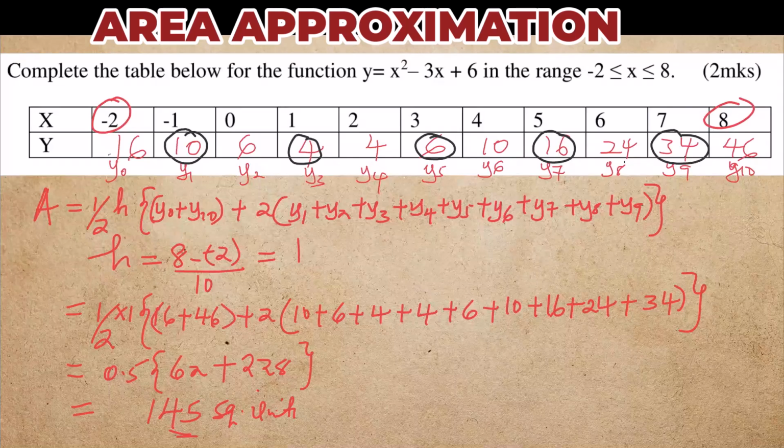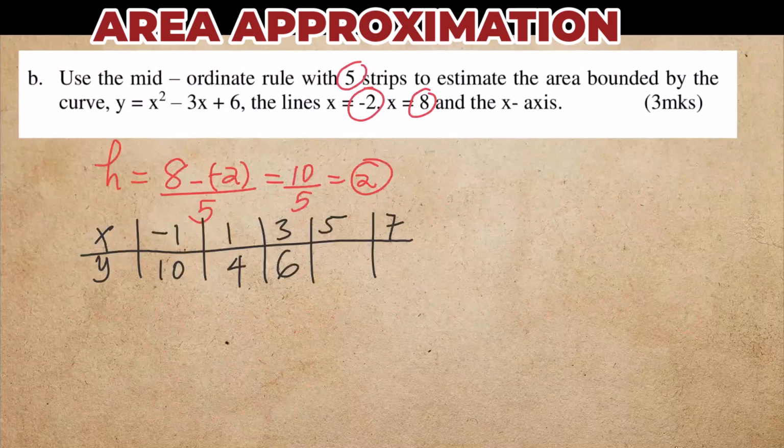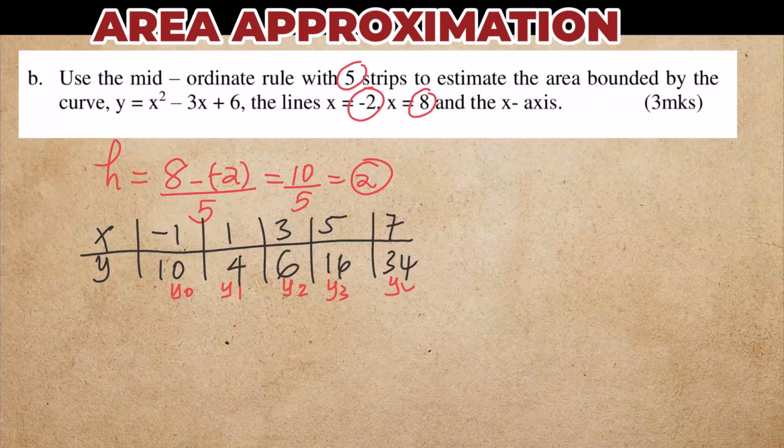10, 4, 6, 16, 34. Now we have extracted the 5 strips, and you have the heights. So the heights are here. These are the heights. So this is y0, y1, y2, y3, this is y4.